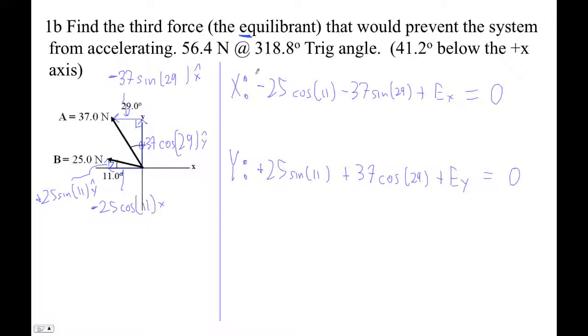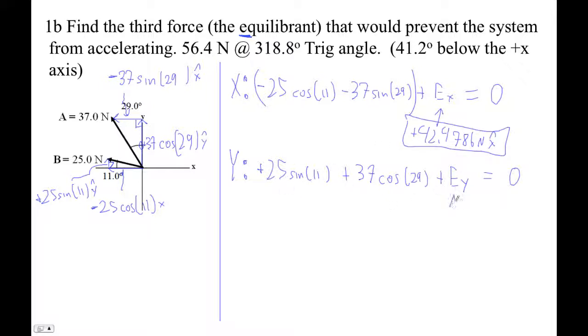We want to solve for Ex. So I'm going to take everything in the parentheses and just negate it. So the opposite of left parenthesis, negative 25 times cos 11 minus 37 sine 29, right parenthesis. And I get 42.4786 positive. And that's my x component.